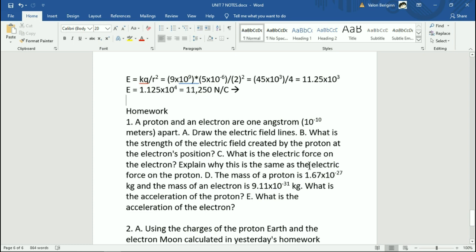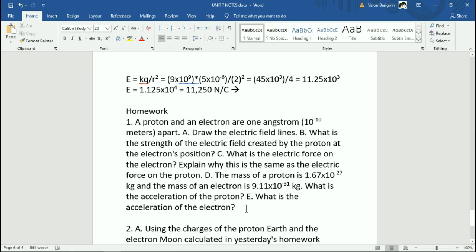Okay, and then explain why this is the same as the electric force on the proton. And you should explain this kind of mathematically, why this works the way it does, okay? And hopefully you should see how that works based on the formulas up there. So then, and this gets into where we go from here, the mass of the proton is this, mass of the electron is this. What is the acceleration of the proton? What is the acceleration of the electron?